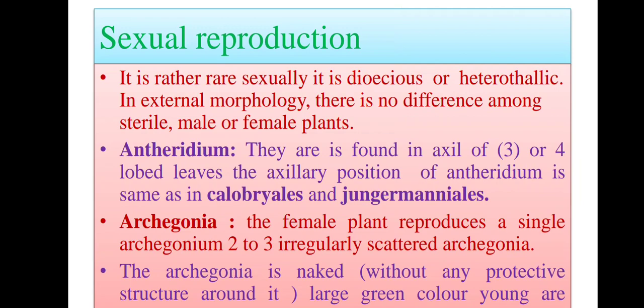And in Takakiales, sexual reproduction is mostly rare. In dioecious plant body, the male plant is separate and the female plant is separate. Is that clear? Also known as heterothallic in nature. All of you know that heterothallic and dioecious are two terms with the same function. Is that clear?